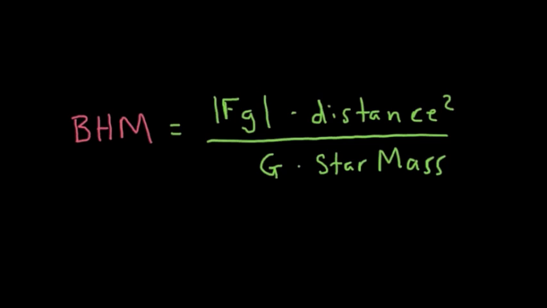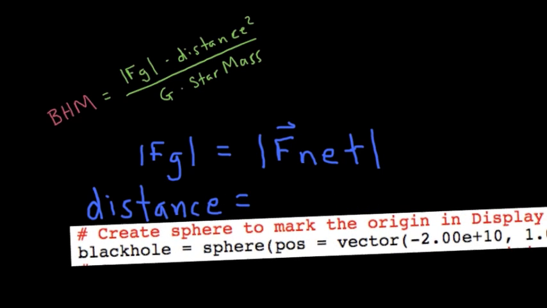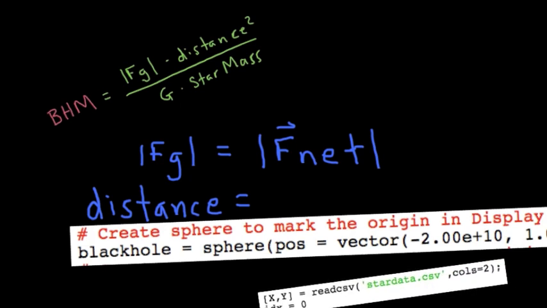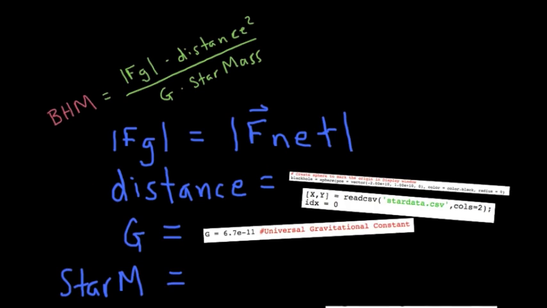Perhaps I should elaborate. The magnitude of Fg is easy. Because we assume that the black hole's gravity is the only force acting on the star, we know that it is simply the magnitude of F net. Distance is a bit more complicated, and like F net, it changes as the star moves. But we know the position of the black hole, and we store the values for the star's position as it moves inside Python lists. G is the universal gravitational constant, and we know the star's mass.